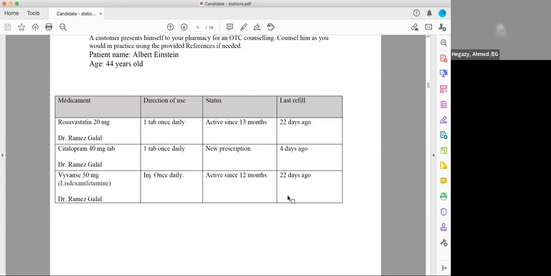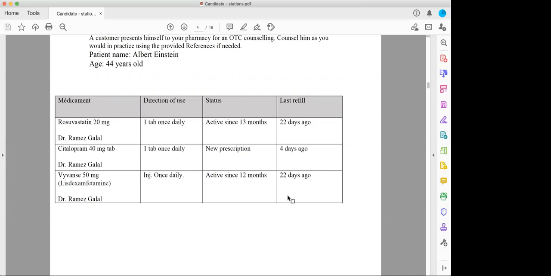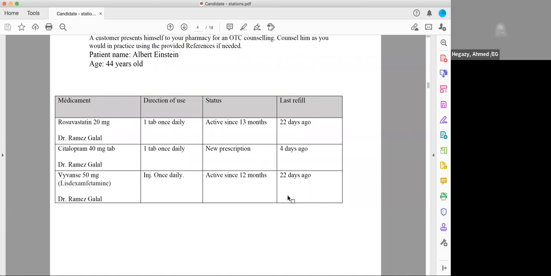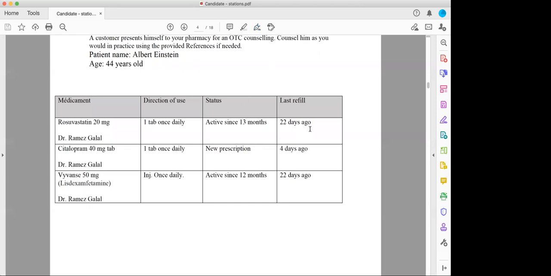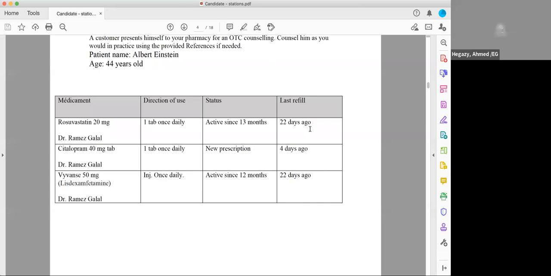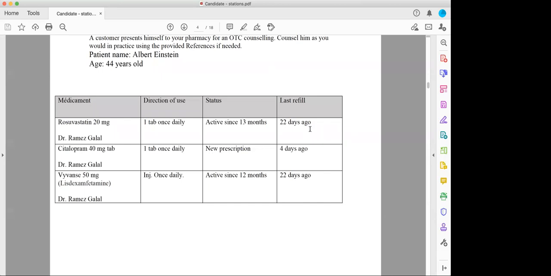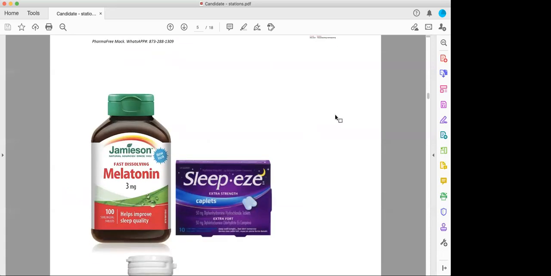Okay. And may I know why this is prescribed for you? Vyvanse for ADHD. Are you taking this regularly? Yeah. Okay. Any other medical conditions? No, that's it. Any other medications from other pharmacy? No. Any over the counter? No. Do you have any allergy? Yes, peanuts. Nuts. Okay.